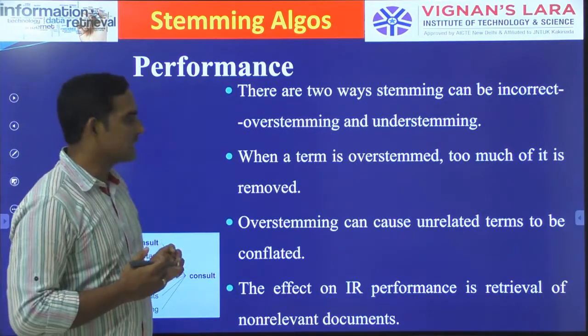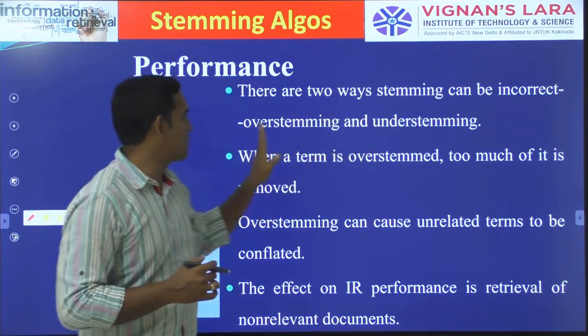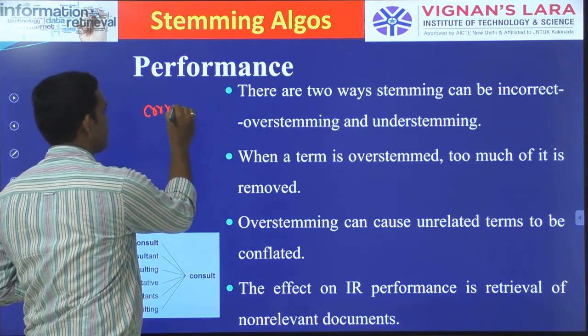Regarding the correctness of your information retrieval system, there are two ways stemming can be incorrect. This relates to your correctness.